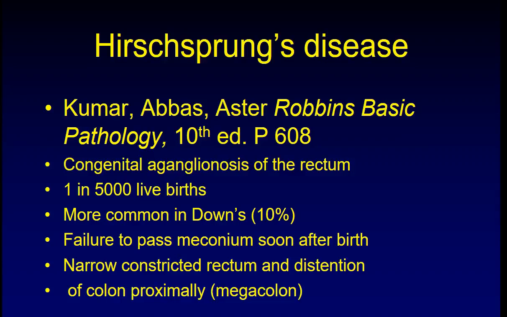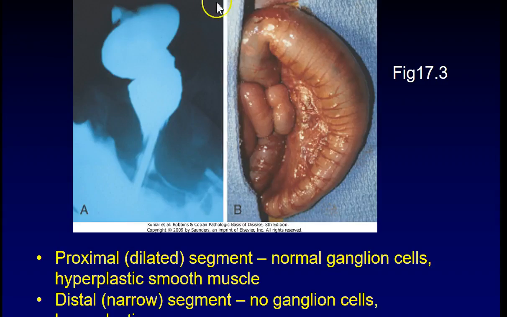Hirschsprung's disease is another abnormality. This is an abnormality in neural migration. The aganglionic segment here then is the narrowed segment, and that has hypertrophied nerves but no ganglion cells. The ganglionated segment up here is dilated and has hypertrophied smooth muscle but normal ganglion cells.